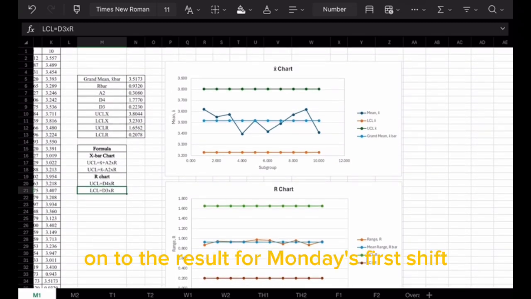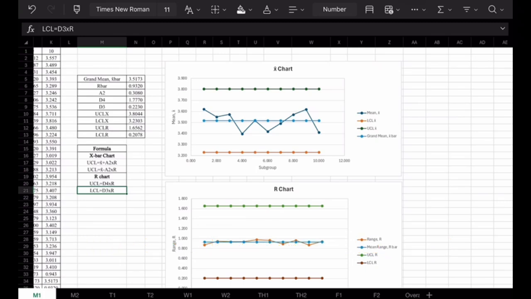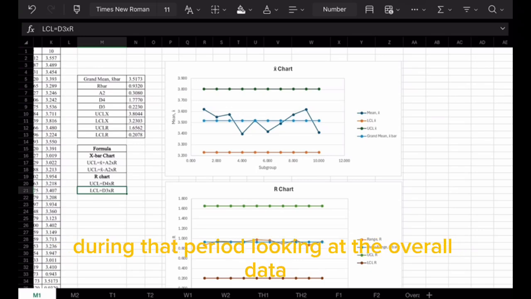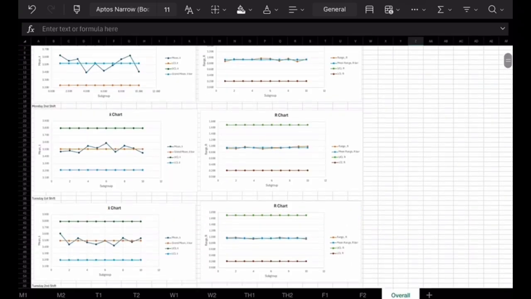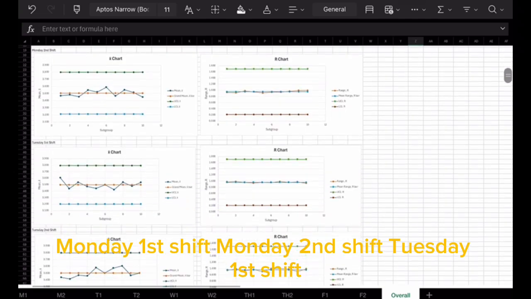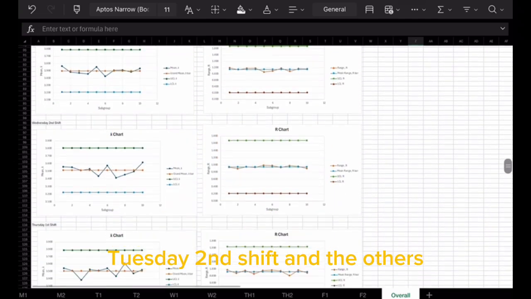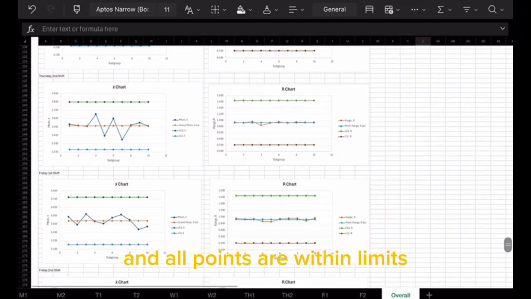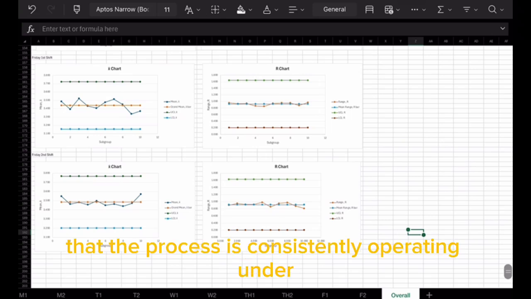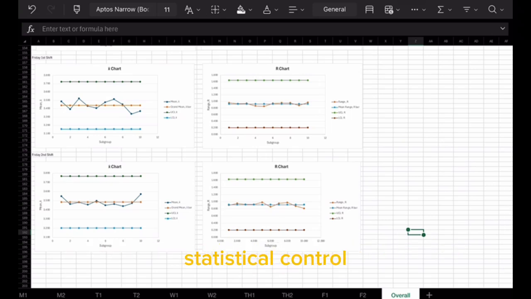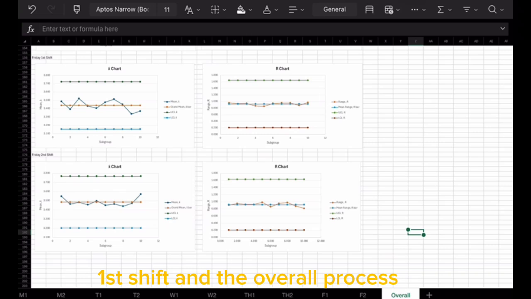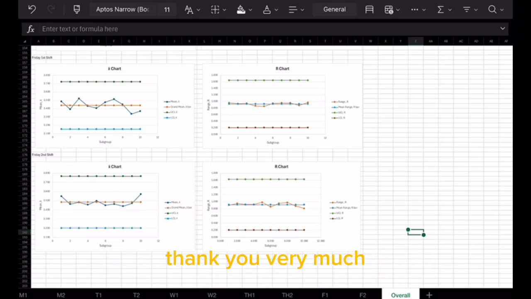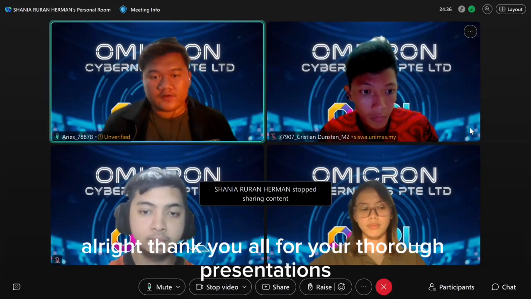For Monday's first shift, all the data points are within the control limits. There are no outliers or abnormal trends, showing that the process was stable and in control during that period. Looking at the overall data, Monday first shift, Monday second shift, Tuesday first shift, Tuesday second shift, and the others, we see a similar pattern: no special cause variation, and all points are within limits. This confirms that the process is consistently operating under statistical control. In summary, both the Monday first shift and the overall process are stable and performing reliably. Thank you very much.